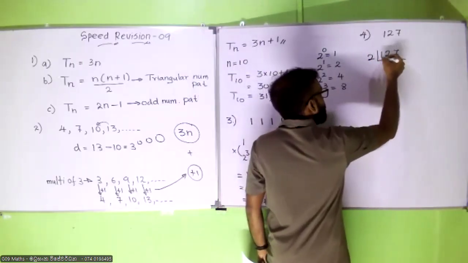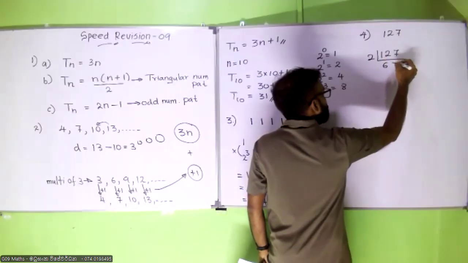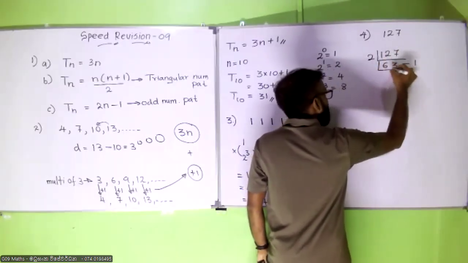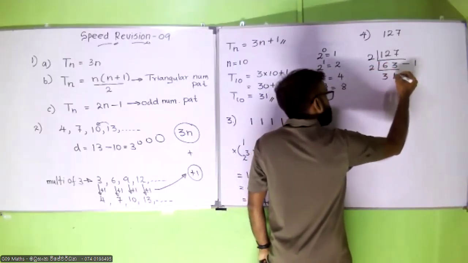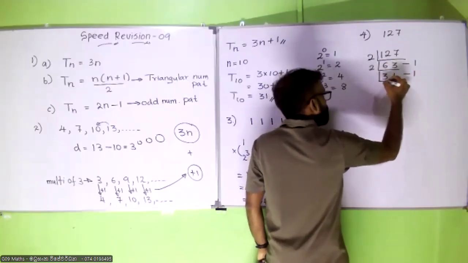2 times 6, 12. 2 times 3, 6. So the remainder is 1. Again, I will divide it by 2. 2 times 3, 6. 2 times 1, 2. Get the subtraction. Remainder is 1.